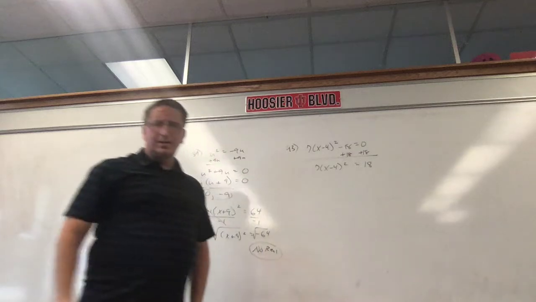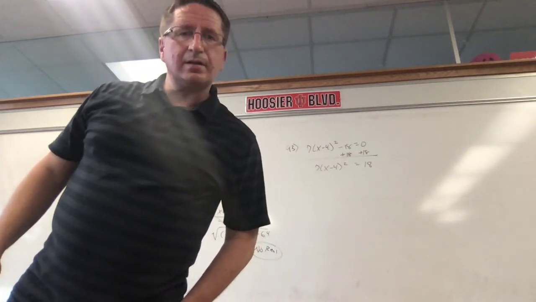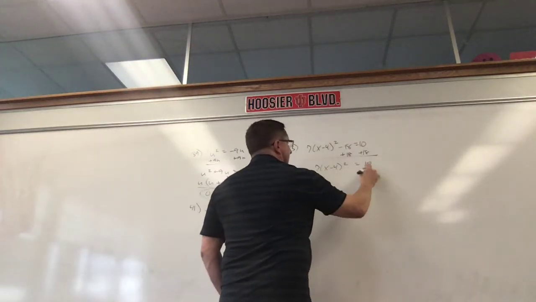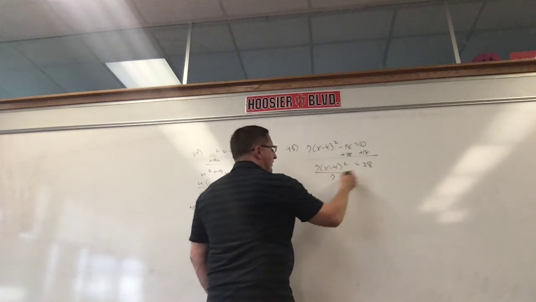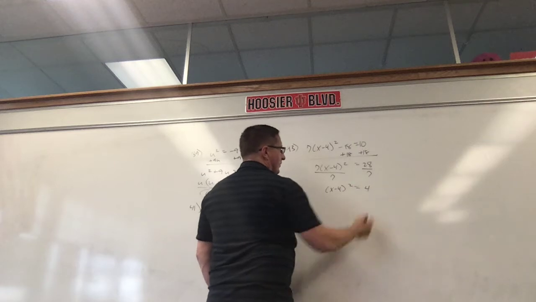Man, these are some ugly numbers, aren't they? Yep, these are ugly numbers. Oh, wait, nope, it equals 28. Okay, they're not quite as bad as I thought. We divide by 7, we divide by 7. We have (x minus 4) squared equals 28 divided by 7, which is 4.